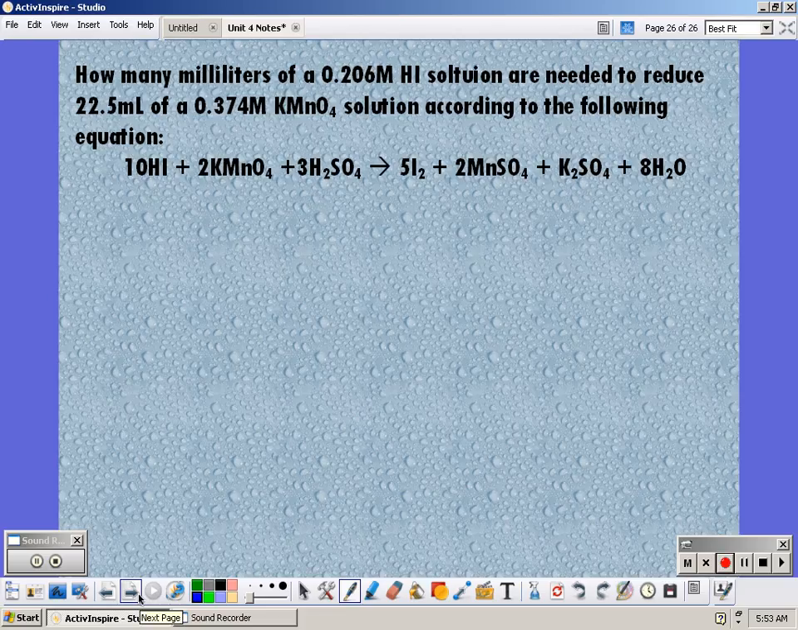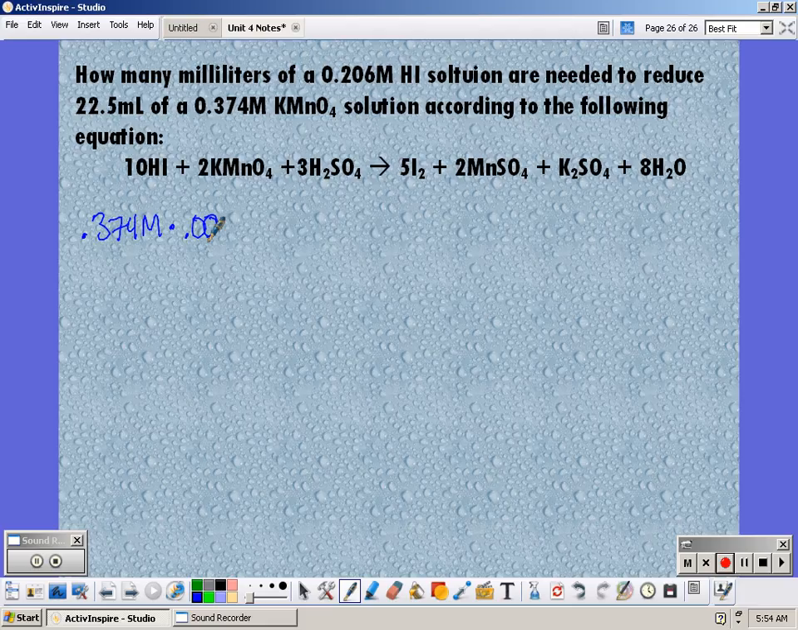So how many milliliters of 0.206 molar HI solution are needed to reduce 22.5 milliliters of a 0.374 molar potassium permanganate solution? The one thing you have to be careful about is the mole ratio. So I don't always like to do these as M1V1 equals M2V2. So the first thing I'm going to do is figure out the number of moles of my potassium permanganate. So I'll take my molarity and I'll multiply it by my liters.